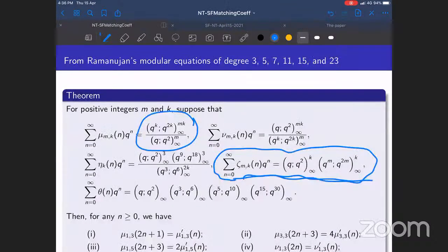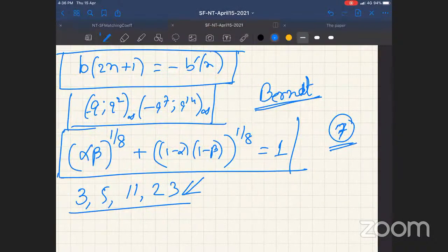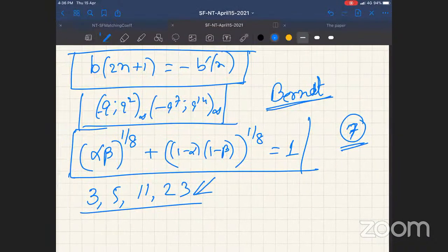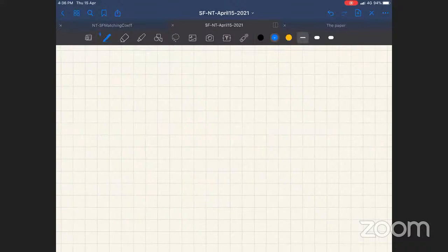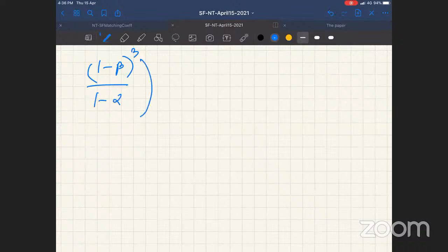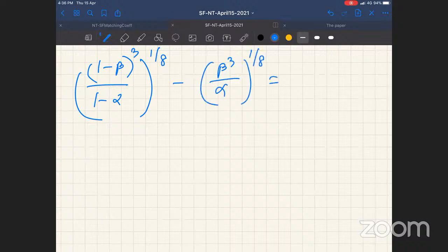I just want to mention the type of modular equations. For an equation like this, (1 - β)^(1/8) minus ... equal to 1, in Ramanujan's notebooks, part 3 in Berndt's series. So from here, we actually get a matching coefficient result.